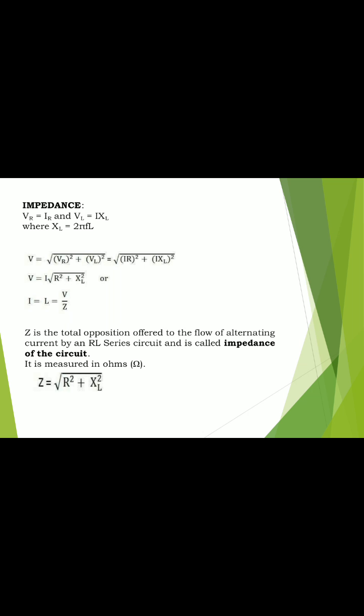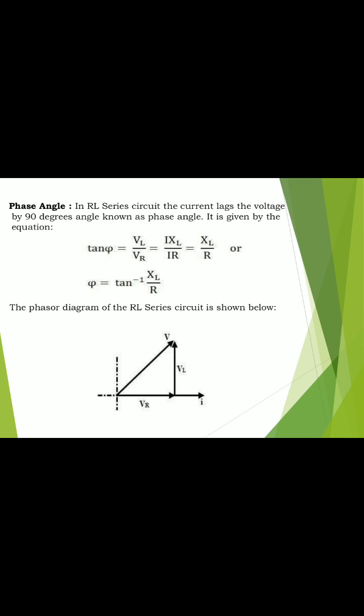But how to find out these elements? Okay, we have R, then we have to find out voltage drop VR, voltage drop VL, and to find out inductive reactance we have the formula 2 pi FL. So we can find out XL. To find out current we have V upon Z. The impedance is measured in ohms.